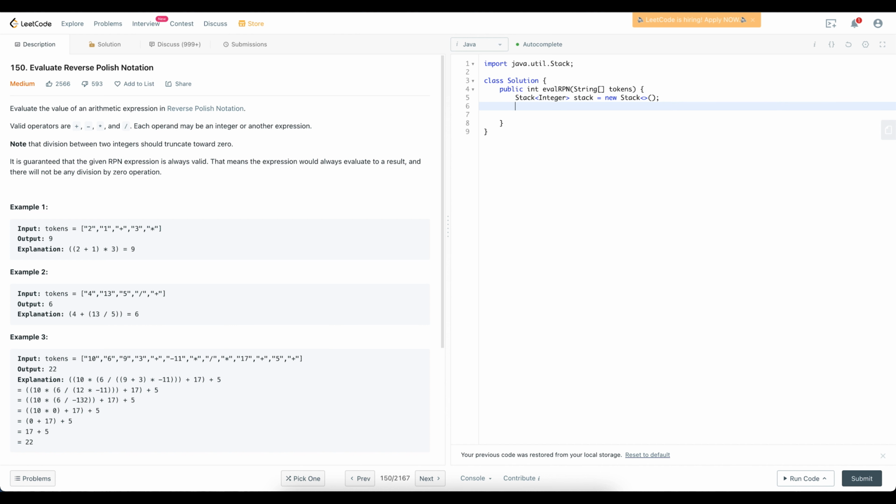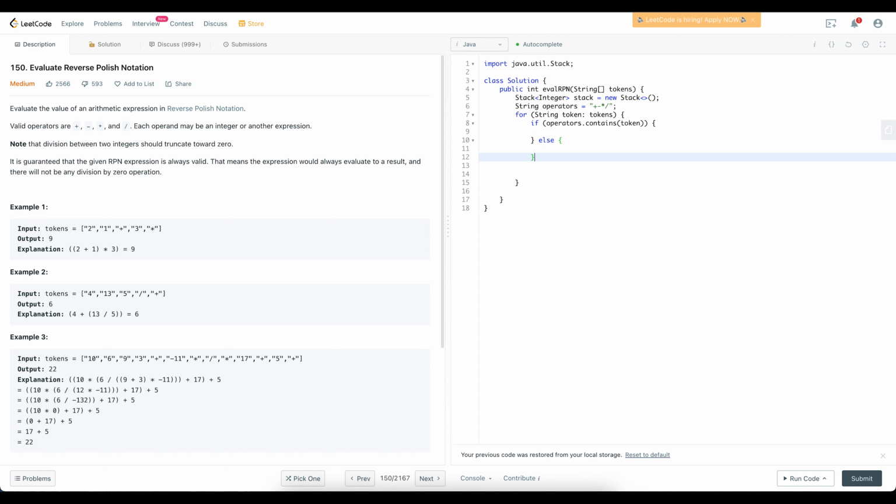There's lots of different ways that you can check if the token is an operator. You can probably make your own function where you check if the token equals plus, minus, asterisk, or slash. In this case, we're just going to make a string called operators, and then we're going to check if this string contains that token. So then we're going to iterate over each token. The first case is if the token is an operator. So then that's if the operators string contains the token.